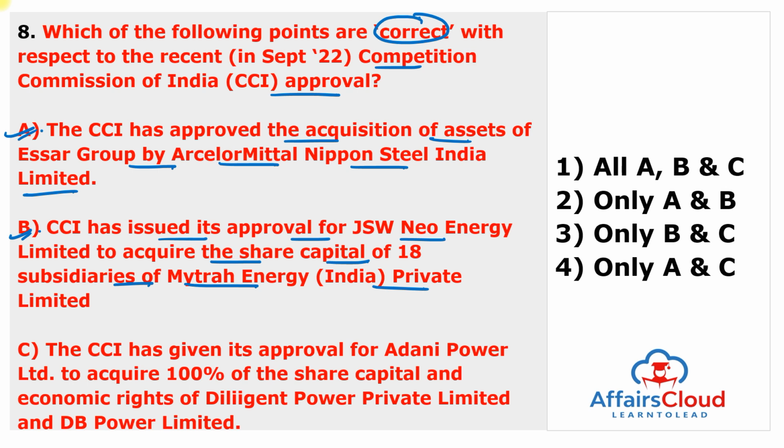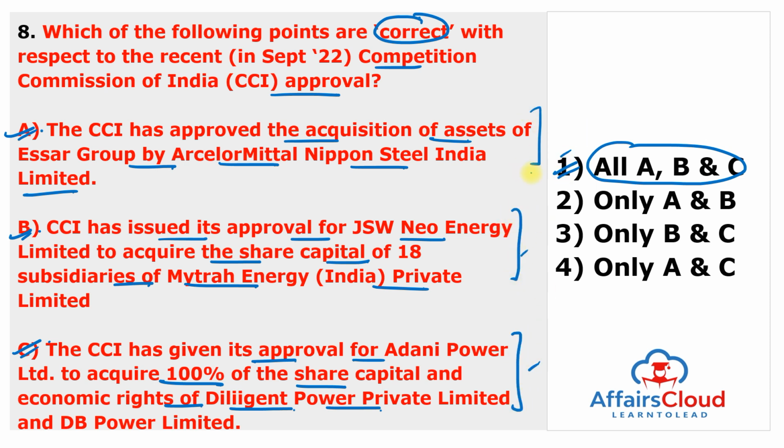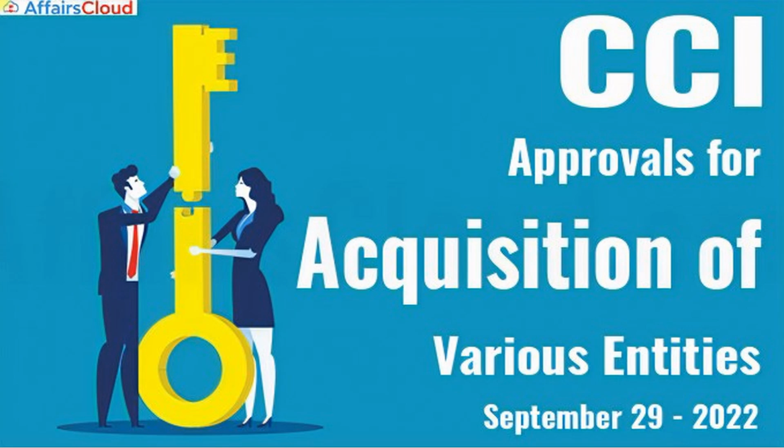Next is the Competition Commission of India has given its approval for the Adani Power to acquire 100% of the share capital and economic rights of Diligent Power Private Limited and DB Power Limited. So, this statement is also true. So, all the statements are correct. It means all the acquisitions are correct. So, answer of this question is all A, B, C. But read these statements. These are not so much important, but read these statements. Move into next question.